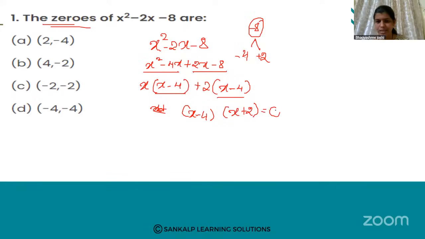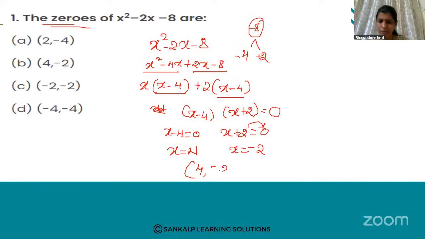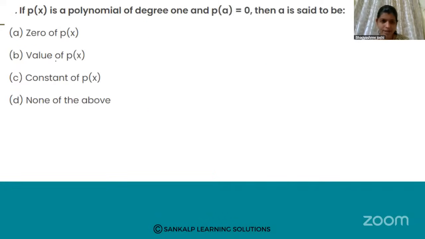Next step, equate with 0. X minus 4 equal to 0. X plus 2 equal to 0. X equal to, transfer this minus 4 to this side. X equal to 4. Then x equal to minus 2. Okay. Now you people tell me, zeros are 4 and minus 2. So which answer is right here? Yes, option B. 4 and minus 2. This one is the right answer. Option B is right. Have you understood? Next question.